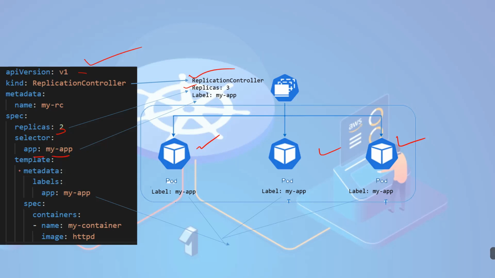And we are using the template here. In this template, the label should be the same as the selector. That's why it will work. And here is the specification. In this specification, the container is created. The container name is my container, and the image is httpd.